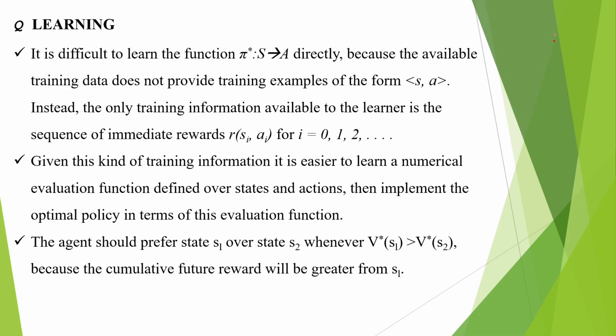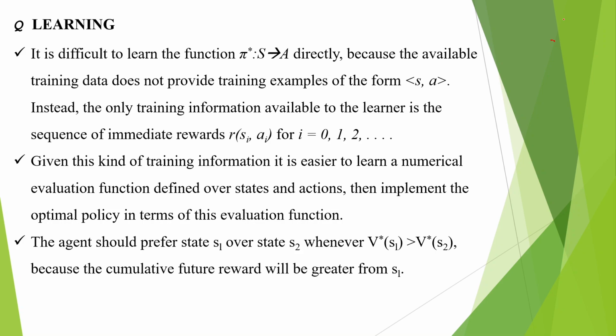Given this kind of training information, it is easier to learn a numerical evaluation function defined over states and actions, and then implement the optimal policy in terms of the evaluation function. How will the agent select? The agent will select the state change that gives the maximum cumulative value, that is V star of S, the maximum cumulative value. The agent tries to select that particular state change only.